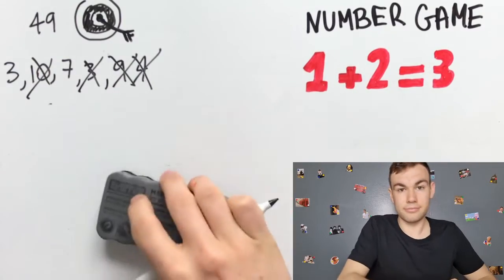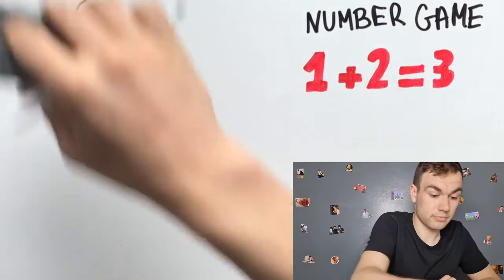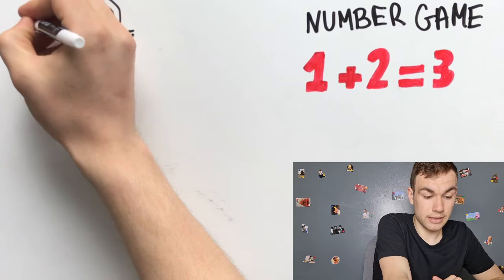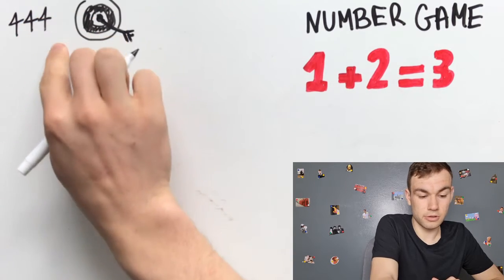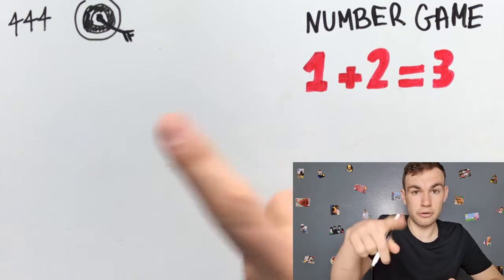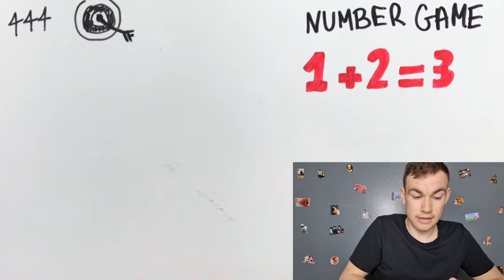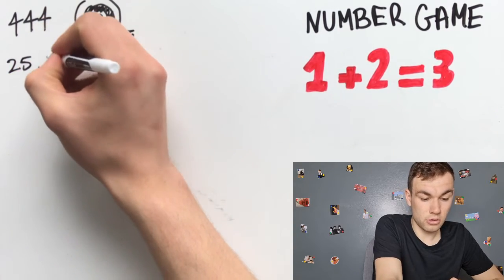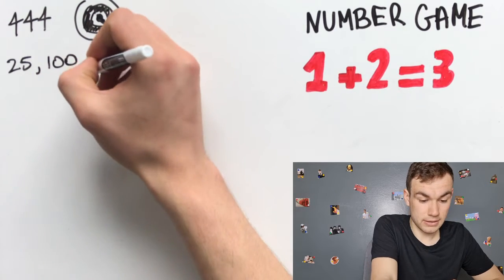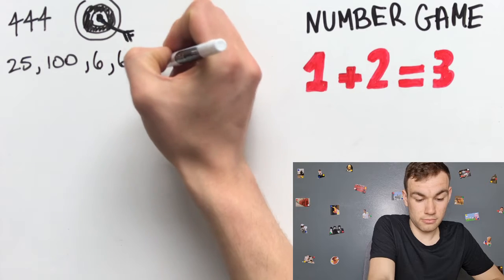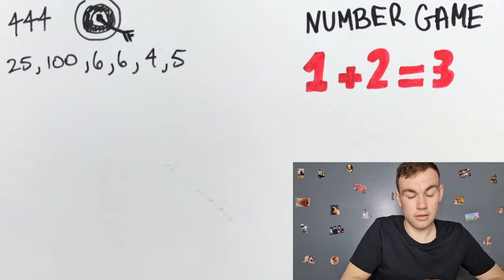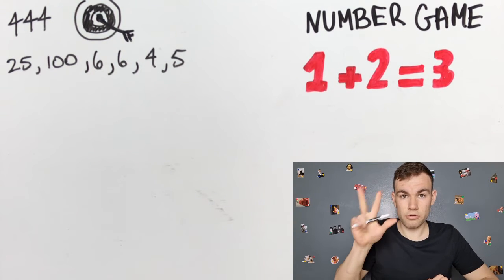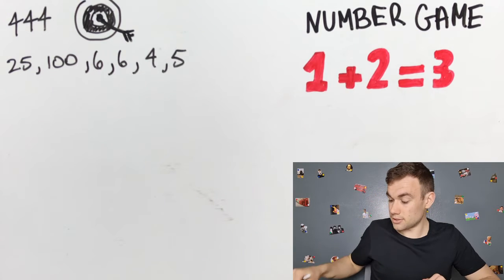Let's play another game. This time, the big number is 444. 444 is our target. And our smaller numbers are 25, 100, 6, 4, and 5. Okay. Are you ready? 3, 2, 1. Let's go.